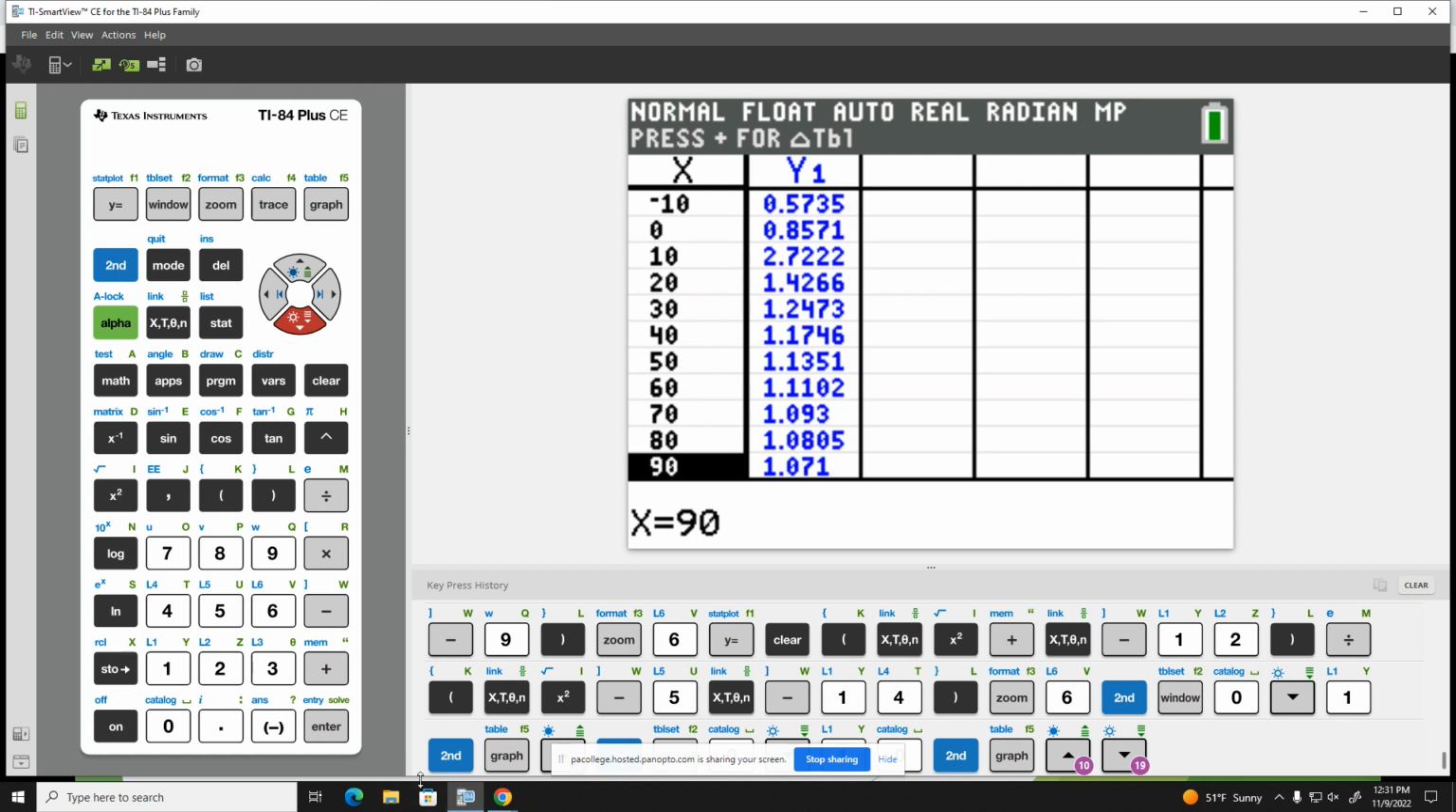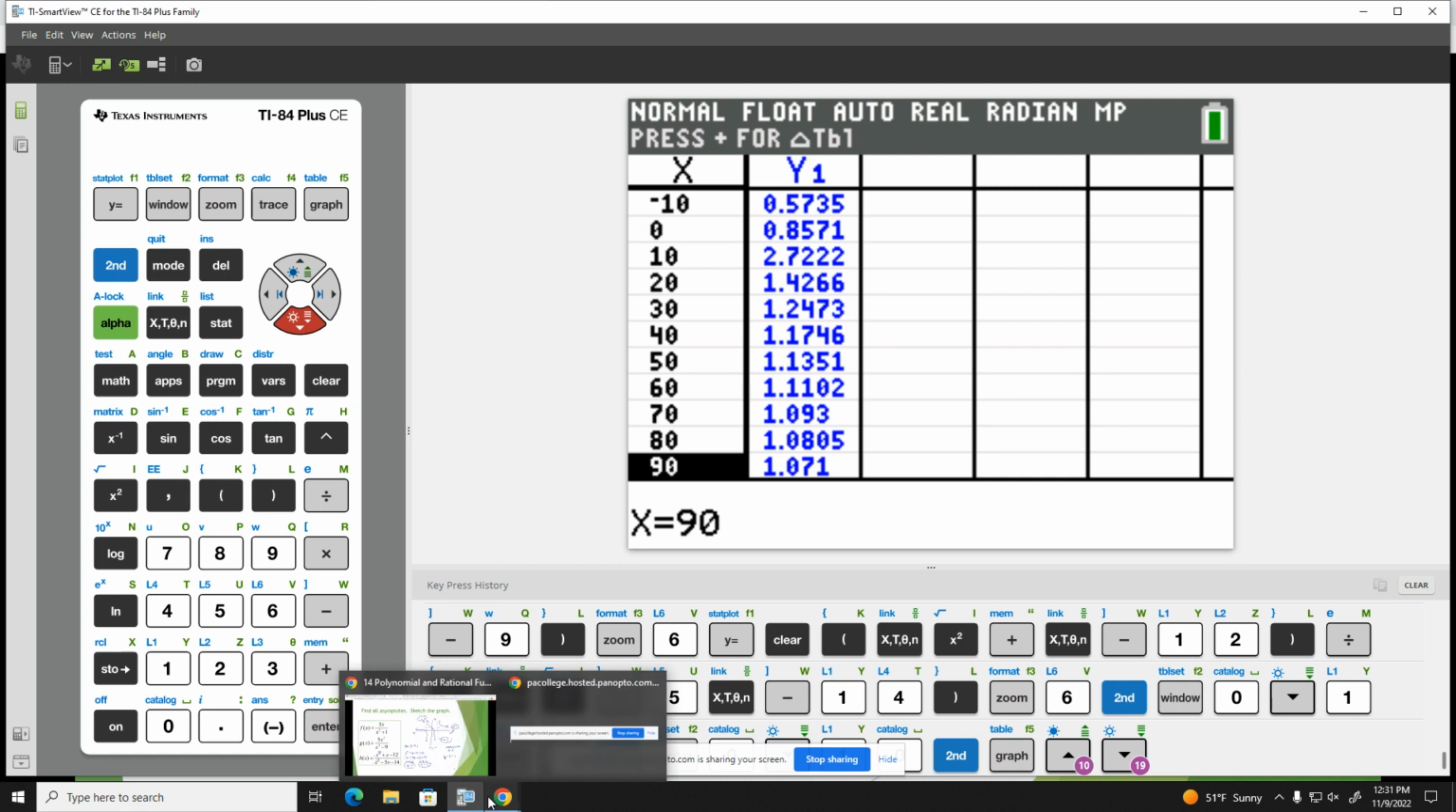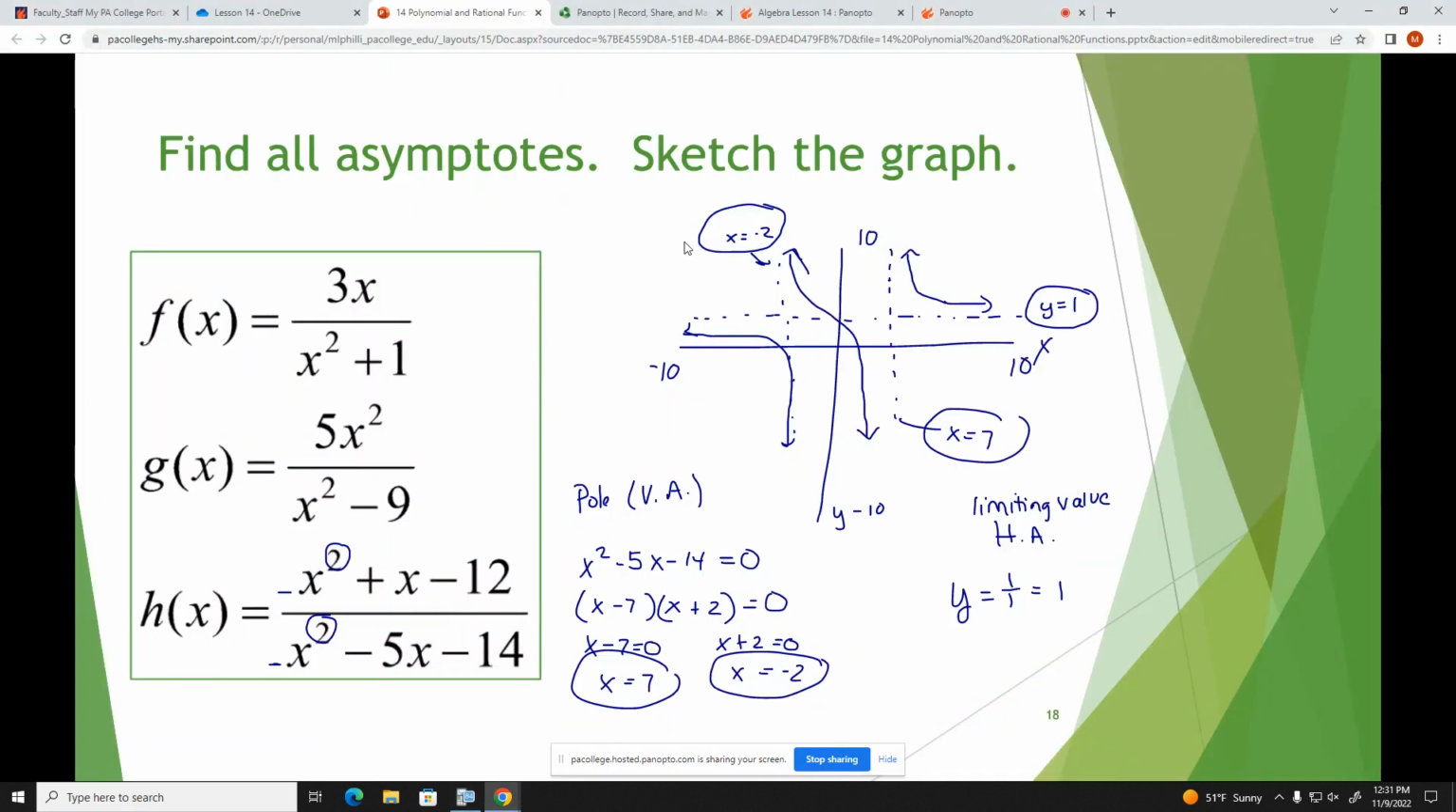And so that's how we can see those asymptotes show up in our table. The vertical ones show up as errors because they're domain restrictions. There's places that we cannot divide by 0. And then the limiting value shows up, and that is what the function is doing on the left and the right of the graph. It is going towards that limit.